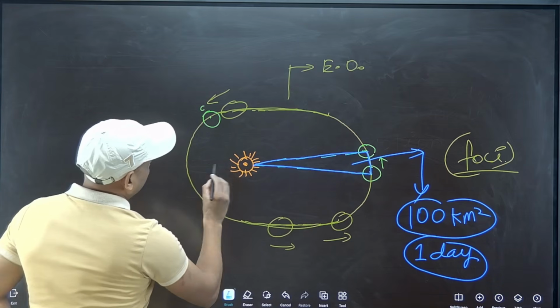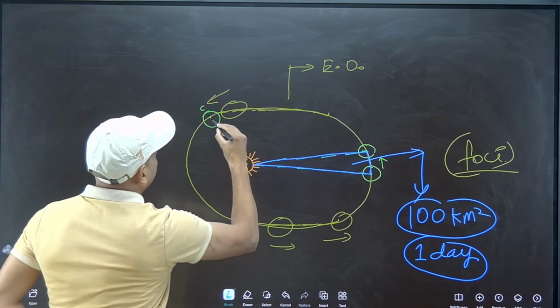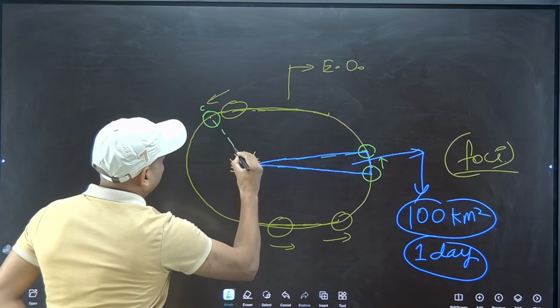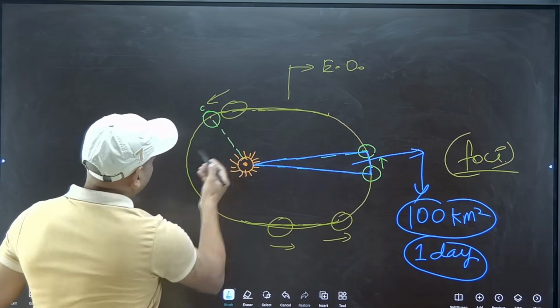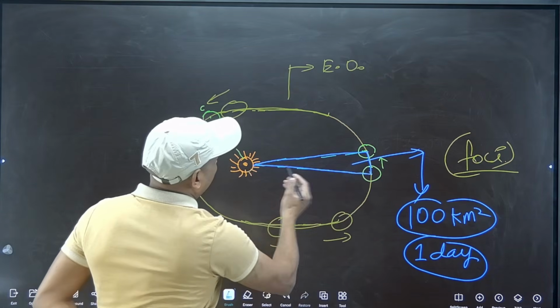Here, since we know that the distance between the Earth and the Sun is less as compared to the distance here, because this was the Earth traveling farthest from the Sun.